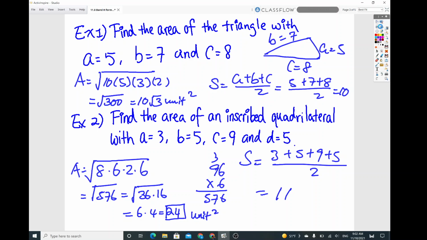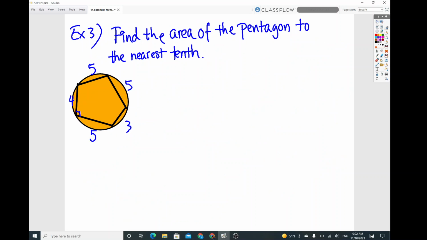Okay, so now let's see what else we have. Find the area of the pentagon to the nearest tenth. So this inscribed pentagon, you might be wondering, it's not a regular pentagon. So what we can do is always set up the auxiliary line segment. Once we find the hypotenuse here, because this one is a right triangle, we can use Heron's formula. And for the rest of the quadrilateral, we can use Brahmagupta's formula.